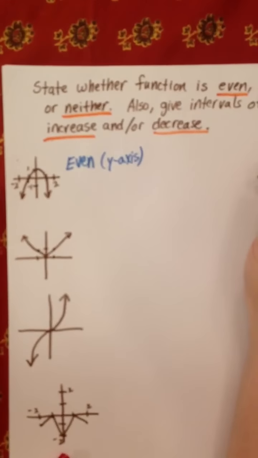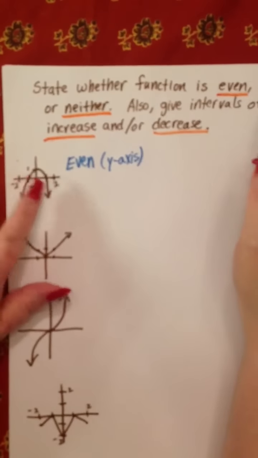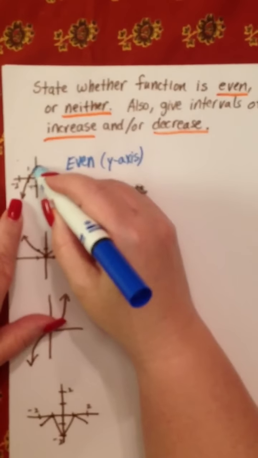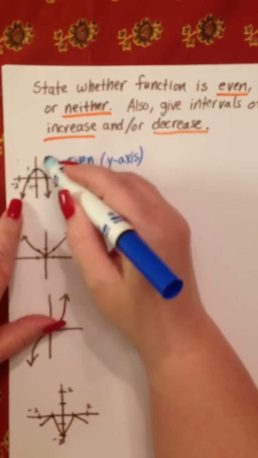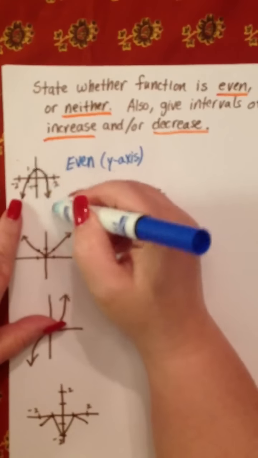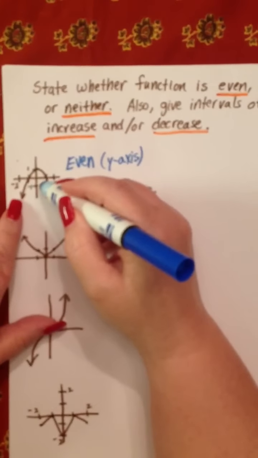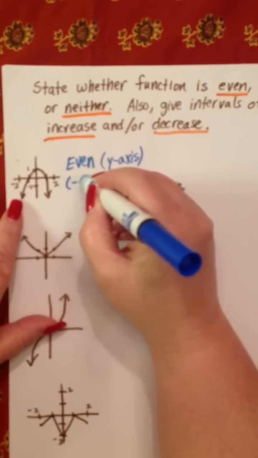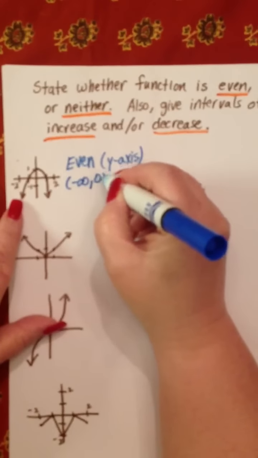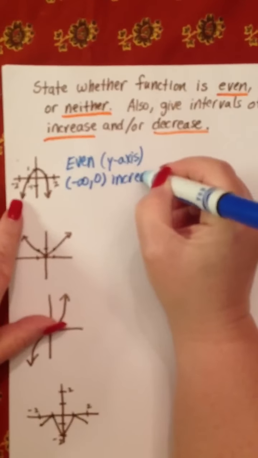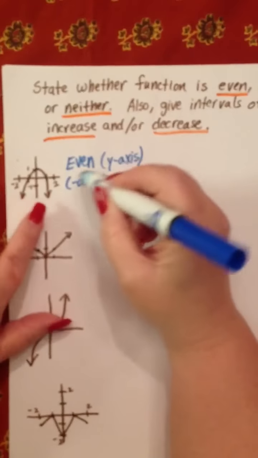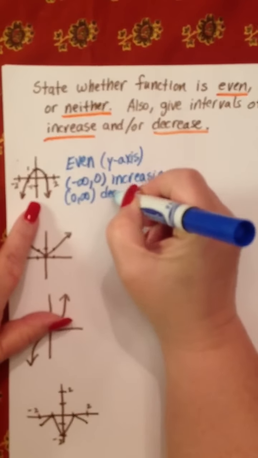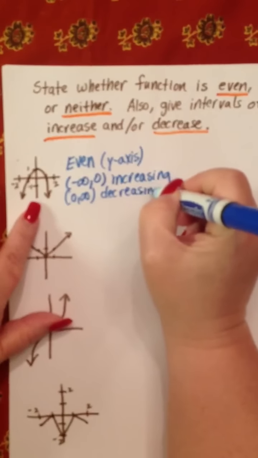And the next thing it says, give the intervals of increase or decrease. So I like to go from left to right. So from negative infinity to 0, remember, increase, decrease, you're talking about are the y's increasing or decreasing, but you're going to give the interval of the x's where that's true. So I would say that from negative infinity to 0, the function is increasing, and from 0 to infinity it is decreasing because it's going downhill. Remember, it's as you read from left to right.